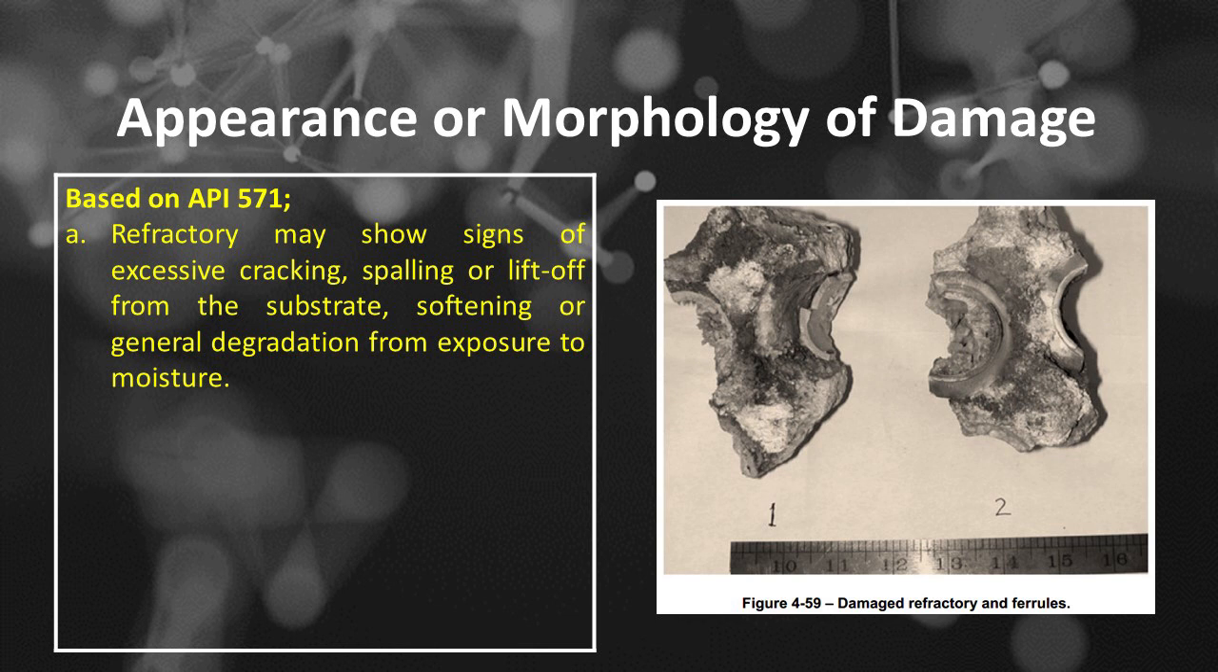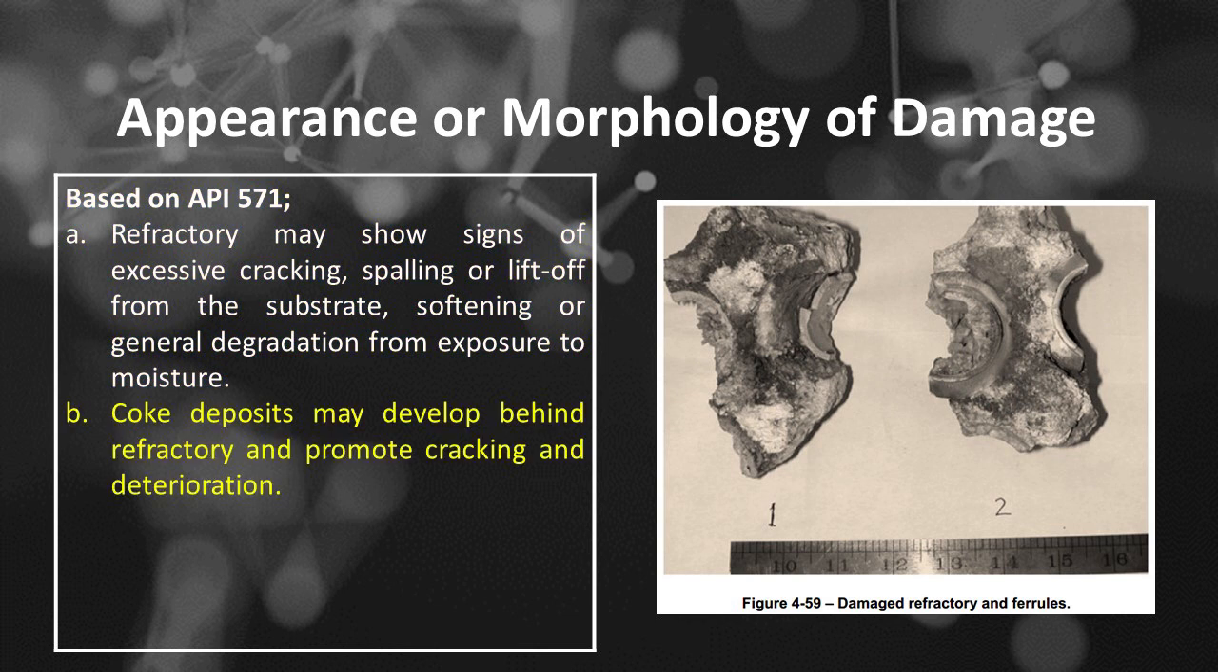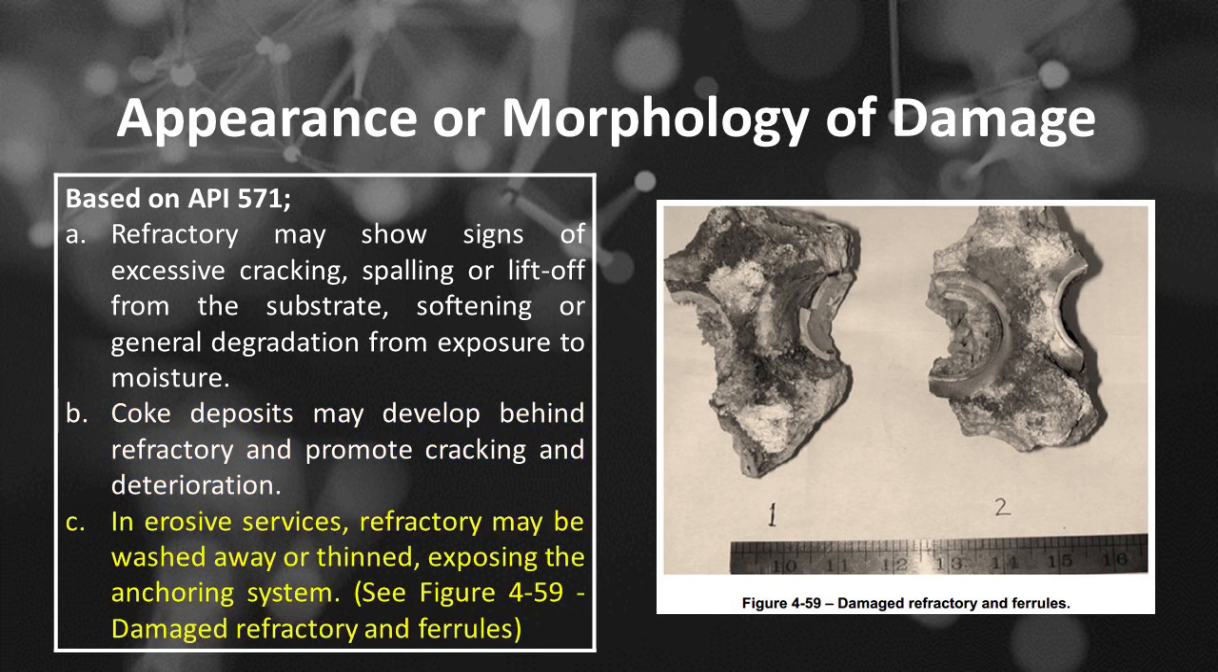Appearance or morphology of refractory damage mechanisms. Based on API 571, refractory may show signs of excessive cracking, spalling or lift-off from the substrate, softening or general degradation from exposure to moisture. Coke deposits may develop behind refractory and promote cracking and deterioration. In erosive surfaces, refractory may be washed away or thinned, exposing the anchoring system. See Figure 4.59, damaged refractory in ferrules.